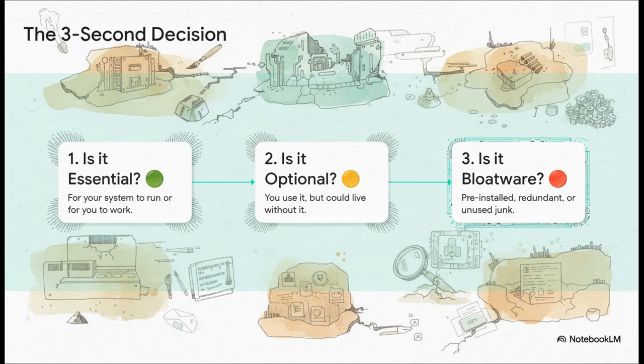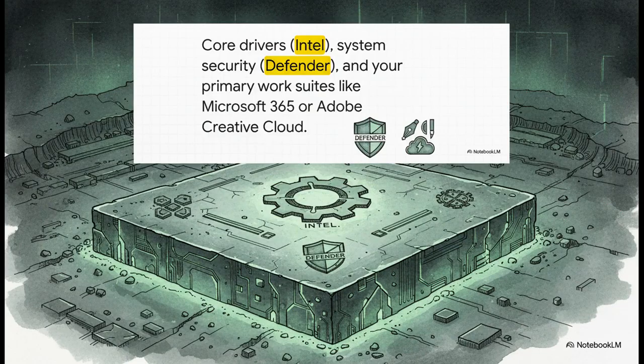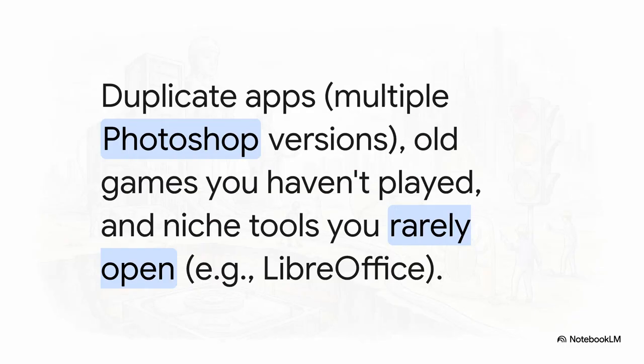Green light, is it essential? Yellow light, is it optional? And red light, is it just plain junk? The green list? This is the easy one. This is the stuff your computer literally cannot function without. We're talking core drivers, your security software, and the main tools you use for your job every single day. This is the foundation of your digital life. Hands off.